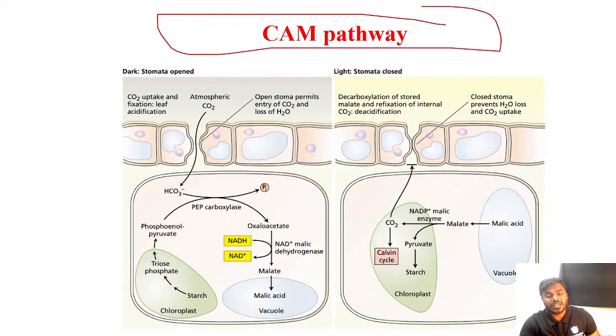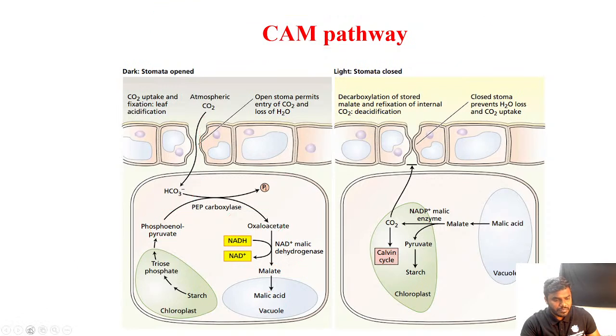So for that reason, they open the stomata during the night time. Carbon enters inside. Phosphoenol pyruvate accepts the carbon and converts into oxaloacetate. Oxaloacetate converts into malate. Malate can be stored as malic acid. Now all of you listen. This malic acid, during the daytime, will come out. Then malate once again breaks down into 3 carbon pyruvate and 1 carbon, carbon dioxide. Pyruvate converts into starch. 1 carbon undergoes the Calvin cycle.